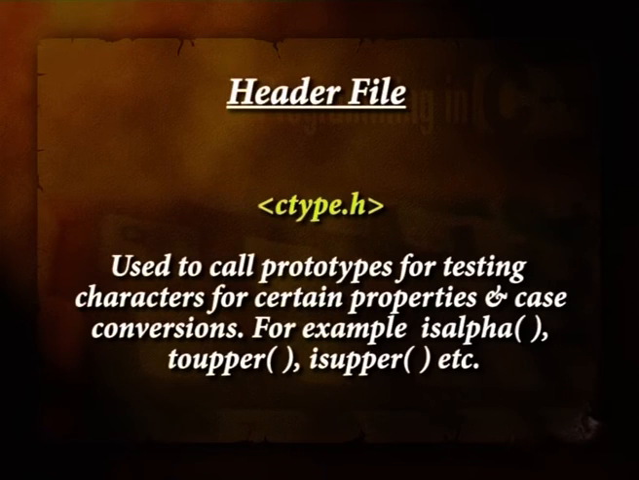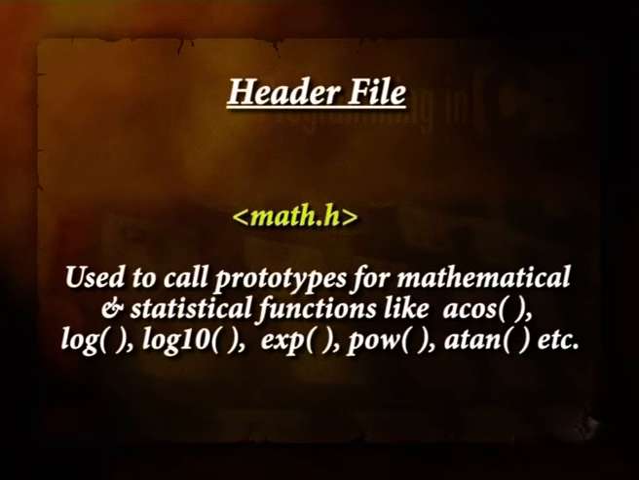Not only this, certain facilities are available in C++ for testing characters for certain properties and case conversions. These are present in prototypes like isalpha, toupper, isupper, etc. in header file ctype.h. We can play with numbers also. The math.h header file is used to call prototypes for mathematical, trigonometrical and statistical functions like acos, log, log10, exp, pow, atan, etc.